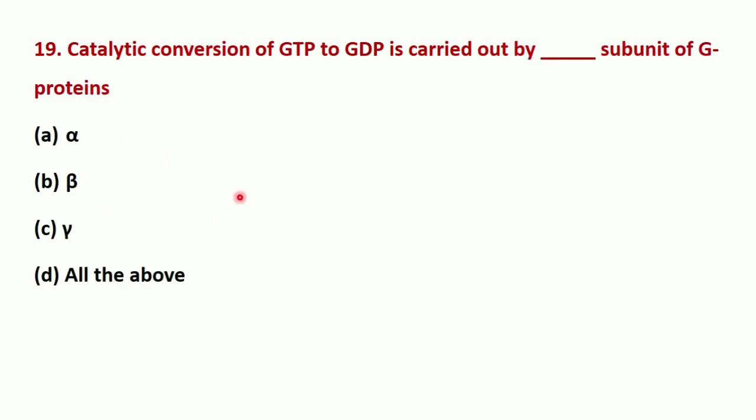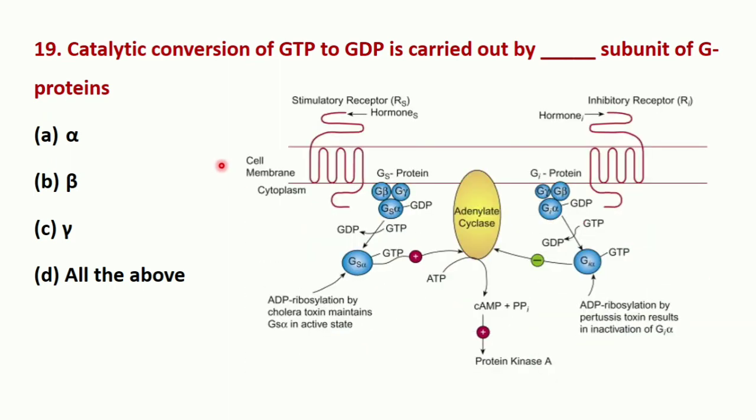And next: the catalytic conversion of GTP to GDP is carried out by dash subunit of G proteins, either alpha, beta, gamma or all of the above. We can explain this clearly by using this picture, which represents the complete G protein mechanism. The stimulatory receptor RS we can consider, and opposite to this we can observe the inhibitory receptor RI.